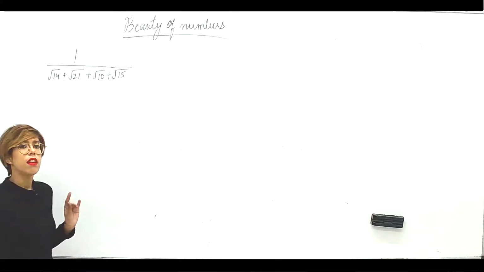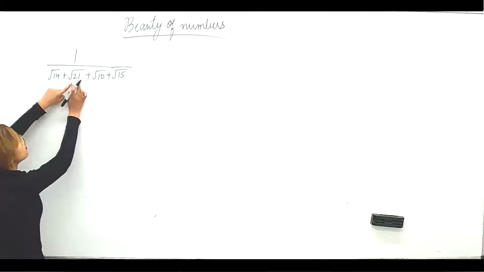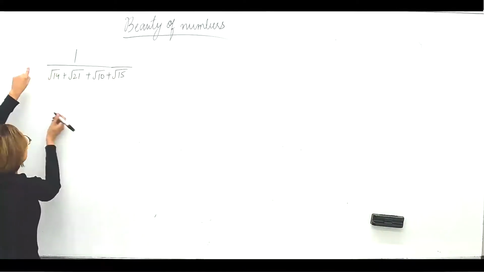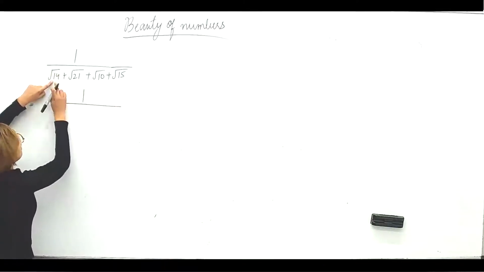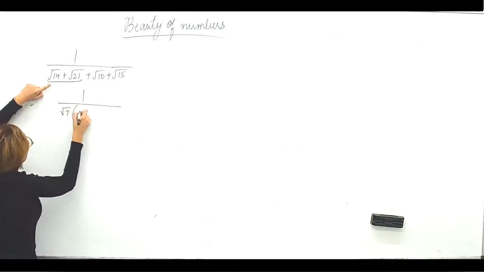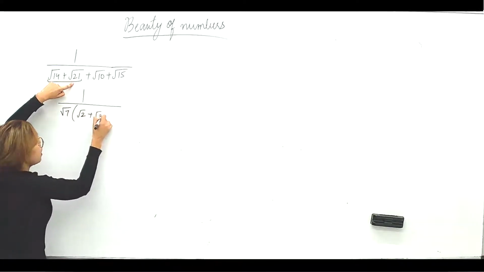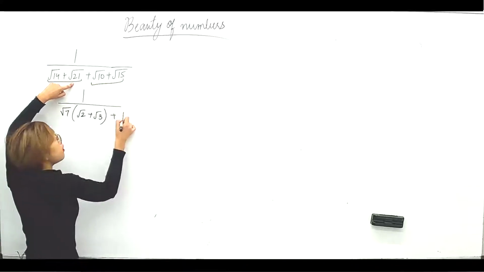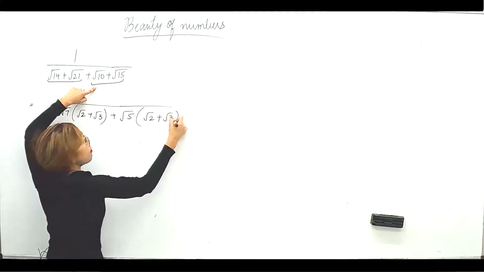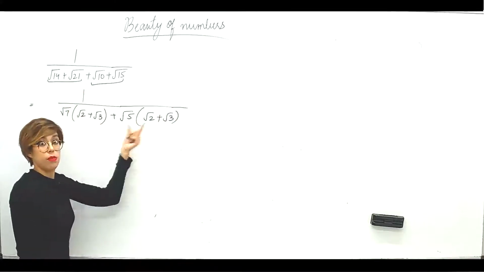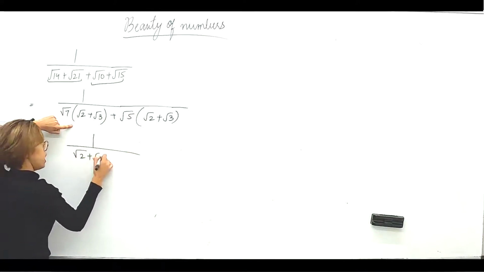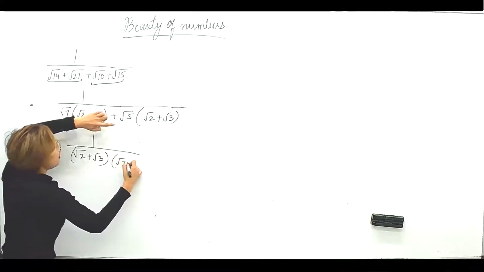So the factors, right? 7 into 2, 7 into 3, 5 into 2, 5 into 3. Can't I see that? So 1 by, now let me take square root 7 common. So I am left with square root 2 plus square root 3 plus, from here I get square root 5 common. So I am left with square root 2 plus square root 3. Root 2 plus root 3 is common, take it common. So this is square root 2 plus square root 3 into root 7 plus root 5.